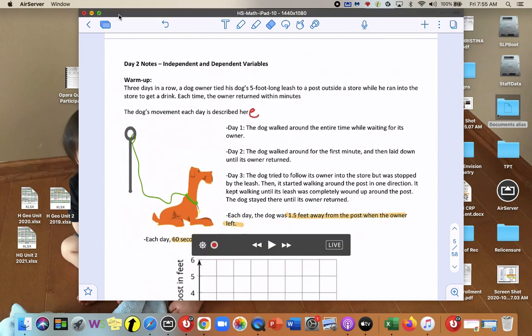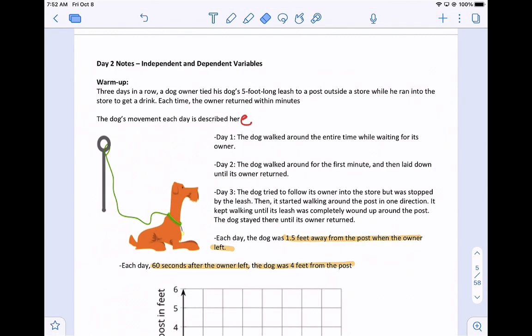Day 2, we're going to take a look at independent and dependent variables. We'll start with the warm-up. 3 days in a row, a dog's owner tied his dog's 5-foot leash to a post outside a store while he ran into the store to get a drink. Each time the owner returned within 5 minutes.